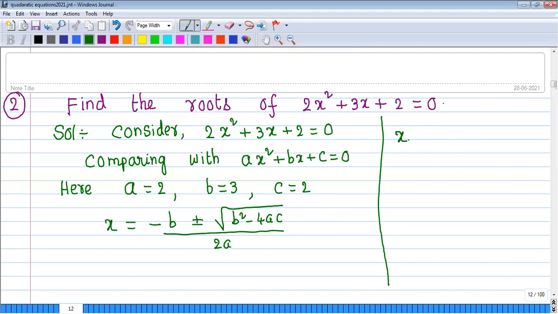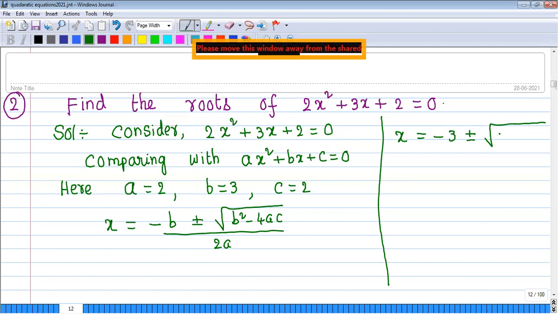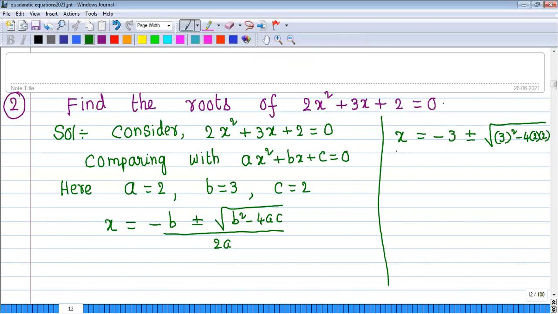So now x is equal to minus b plus or minus root of b square minus 4ac upon 2a. Here b is 3, so minus 3 plus or minus root of 3 square minus 4 into 2 into 2. Correct? Yes. 2a means 2 into 2. So minus 3 plus or minus root of 9 minus 16, upon 4.